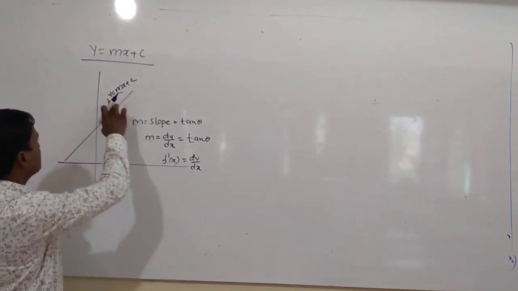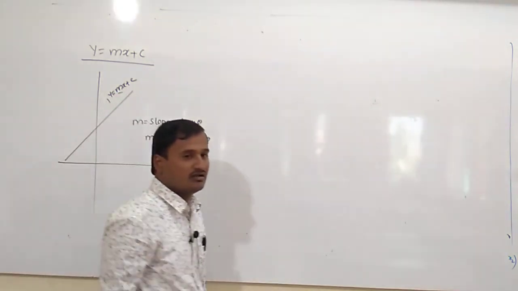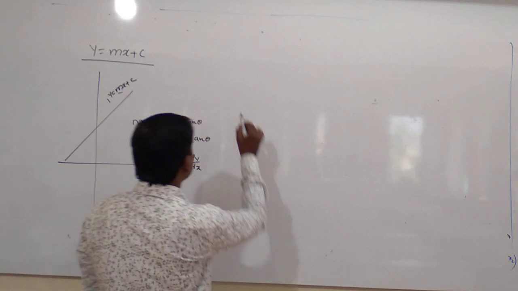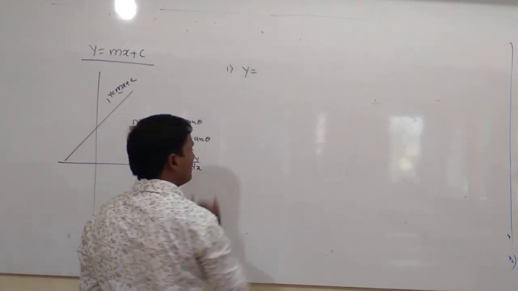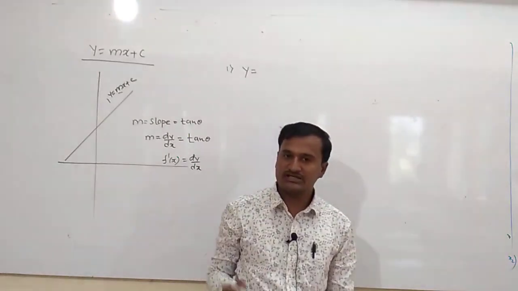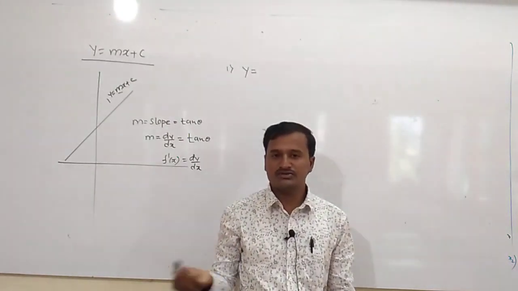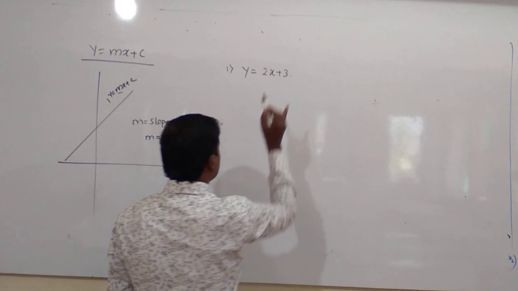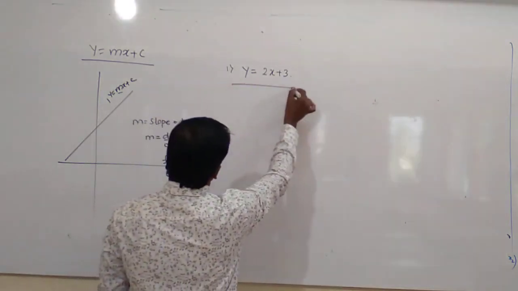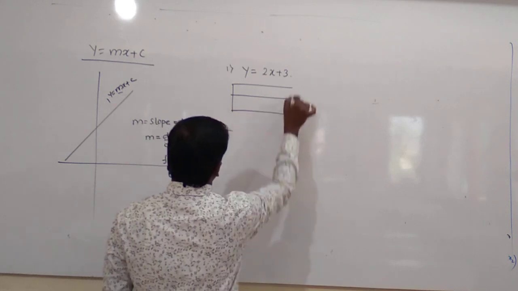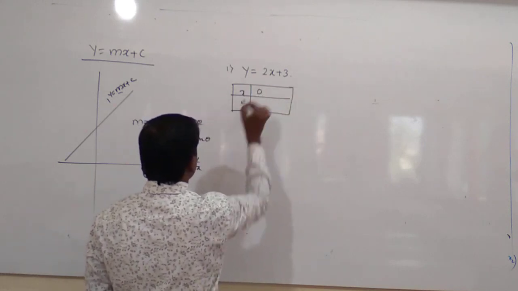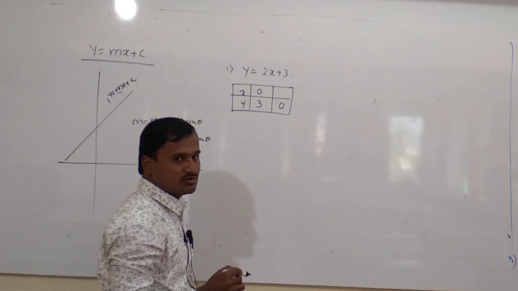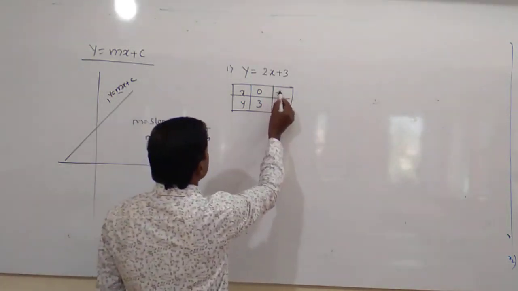Now y equal to mx plus c is the equation of a straight line in slope intercept form. Here I will take two equations to understand how we will say the given function is increasing or decreasing by using the derivative. Here I will take the graph like this: y is equal to 2x plus 3. If we want to draw the graph of this function, here x, here y. I will substitute x equal to 0, and the value of y is 3. If you take y equal to 0, then the value of x is minus 3 by 2.